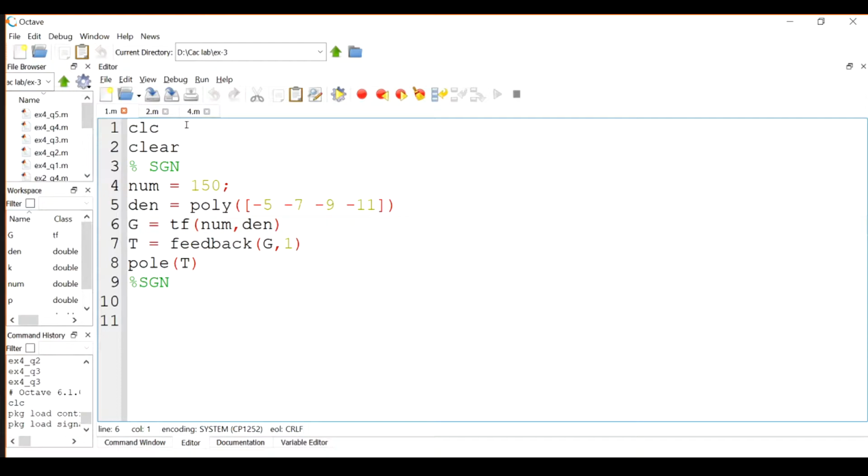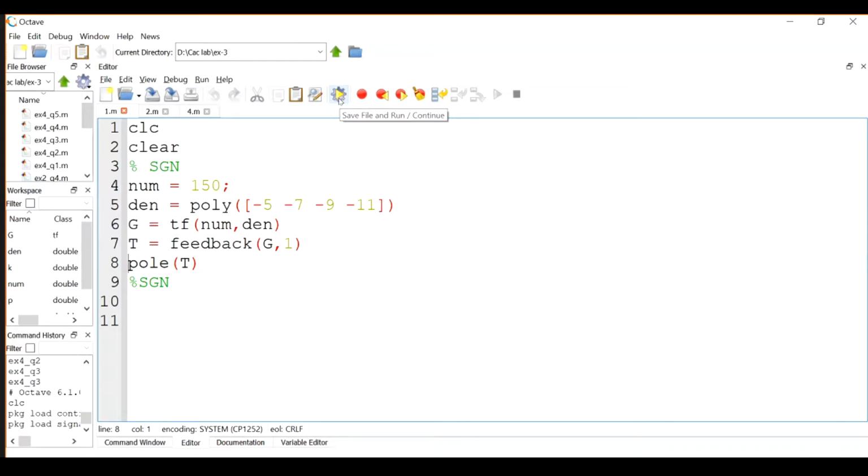We are taking another variable g that defines a transfer function. Basically, a transfer function is a numerator by denominator in the Laplace form. So g is equal to tf of numerator comma denominator. As it is a unity feedback, let us consider that the feedback path is equal to 1. So we take another variable t equal to feedback of g comma 1. And as per the question, we need to determine the poles over here. So the command to determine the poles in Octave is pole, and in brackets the function we have to determine. So pole of t.